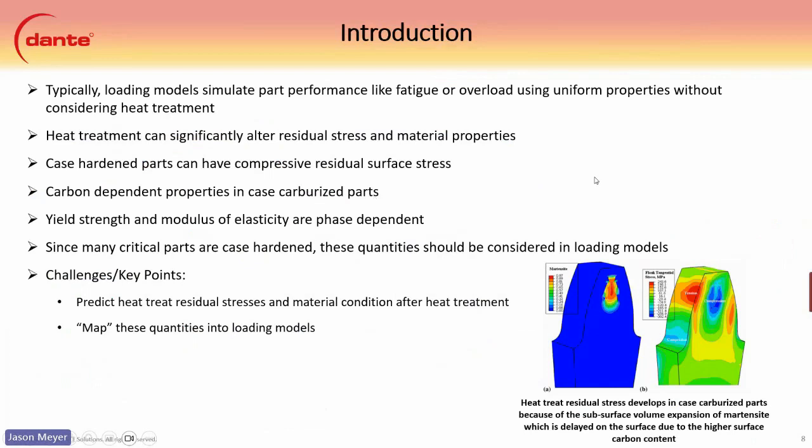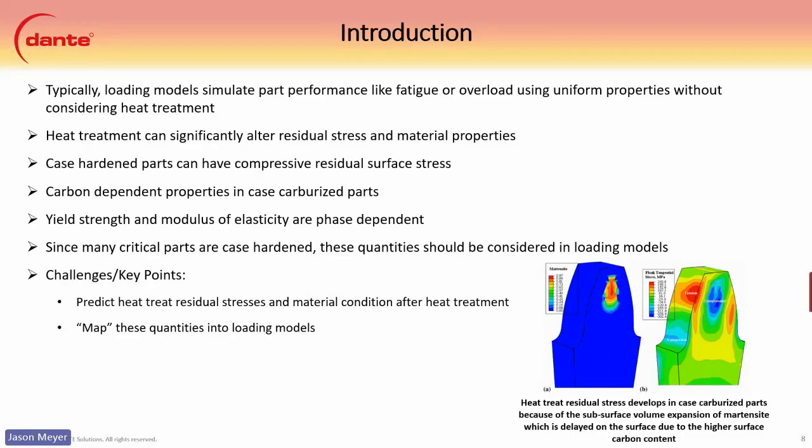So, a little introduction to what we're doing today. Typically, loading models simulate the part performance like fatigue or overload. And a lot of times they use these without considering residual stress or mechanical properties from heat treatment. Heat treatment can significantly alter this residual stress in the part, especially in case hardened parts that typically have a compressive residual surface stress. Carbon dependent properties are a big thing as well in the carburized case parts. Yield strength and modulus of elasticity are also phase dependent, so depending on what phases you have there, these might be different. And since most critical parts are hardened, since most gears are hardened in industry, these quantities should be considered in loading models.